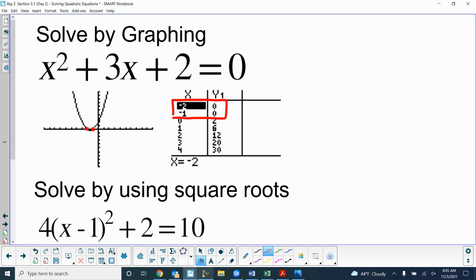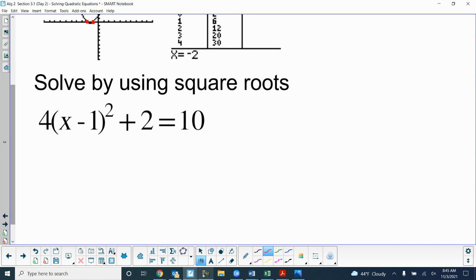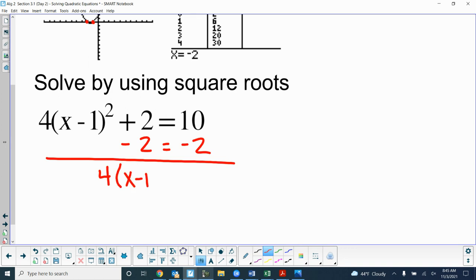Questions on the graphing method? Okay. Square root method is getting the squared part alone. So I have to move the 2 and the 4 over. How do I move the 2 over? Anybody? Minus it, right? Subtract it. When you go to the opposite side of the equation, you do the opposite, right? So the opposite of adding 2 is subtracting 2. So now I have 4 times the quantity, x minus 1 squared equals 8.